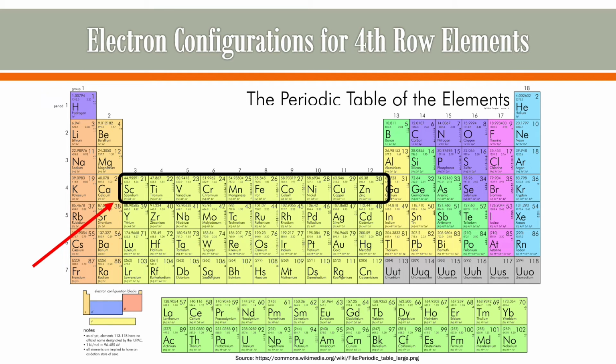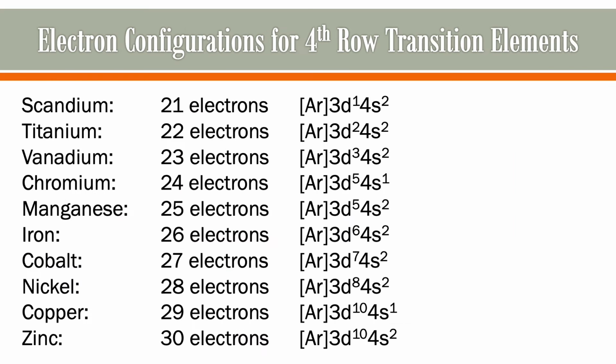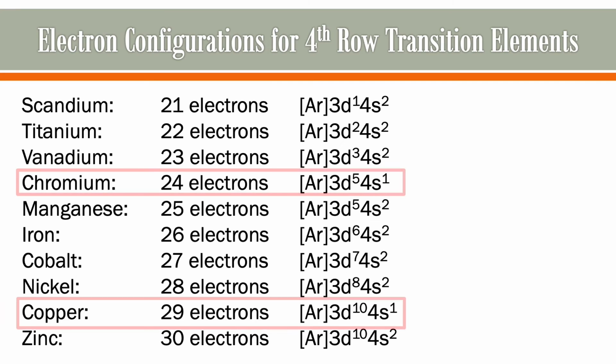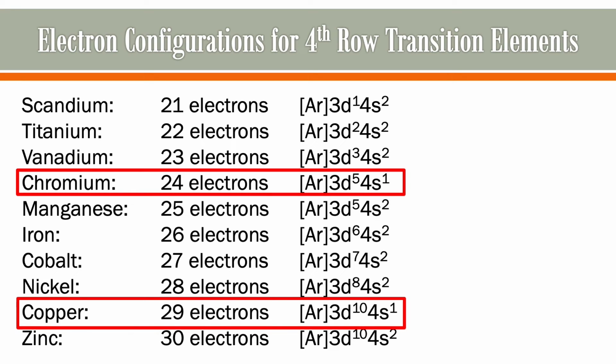Recall, there are 5 d orbitals that can hold up to 10 electrons. Not coincidental, there are 10 elements in the d block. Here, we'll add electrons to the 3d orbitals one at a time. There are 2 exceptions to the rule. Notice for chromium and copper, only one electron goes in the 4s orbital, while the other electrons start to fill the 3d orbitals before filling the 4s orbital.